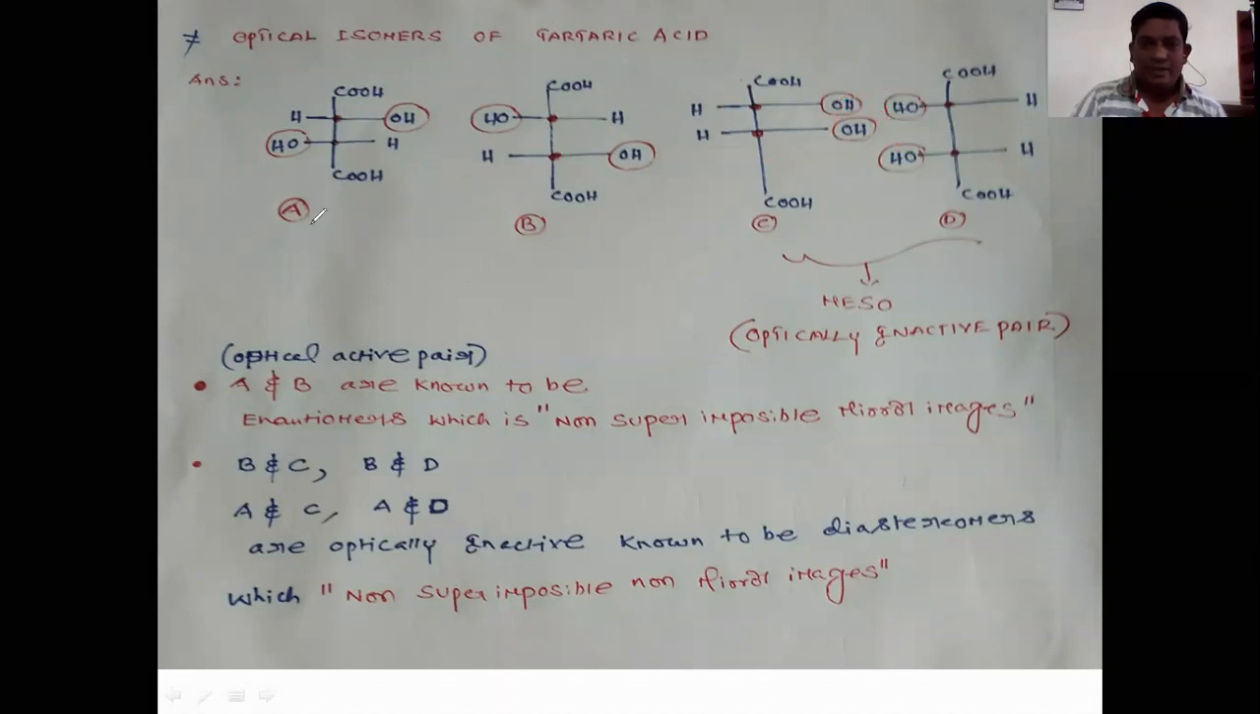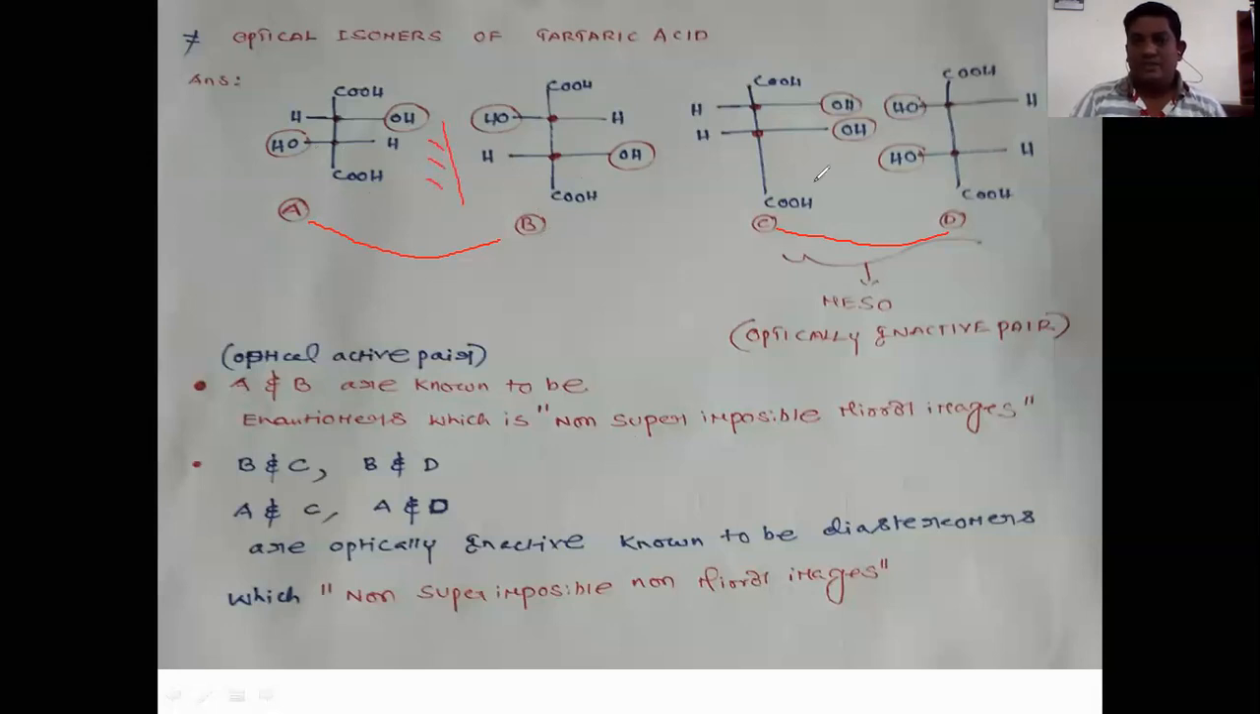I'm repeating. A and B are known to be mirror images, and C and D are known to be mirror images. Now, what is A and B? A and B are known to be enantiomers, which are non-superimposable mirror images. I'm taking this as A, this as B: tartaric acid A, tartaric acid B. They are known as dextrotartaric acid and levotartaric acid. Both are non-superimposable mirror images.